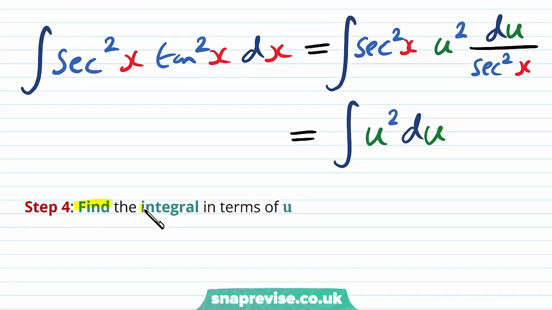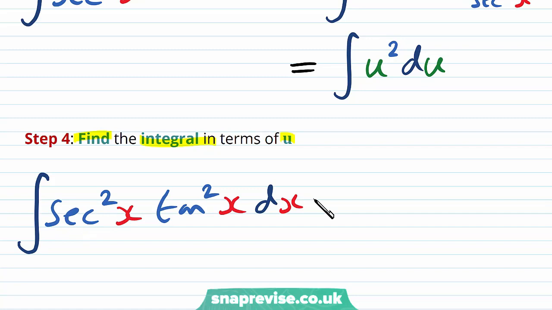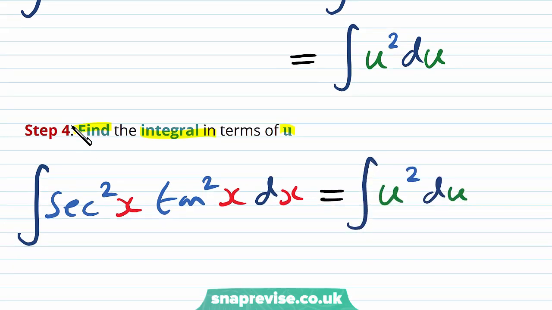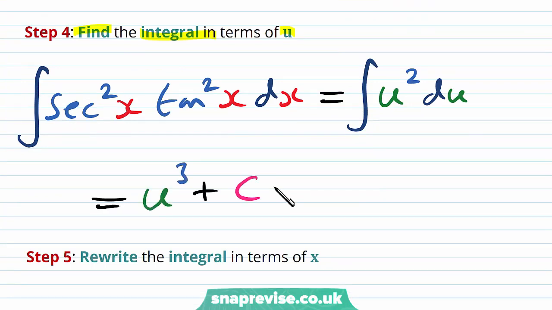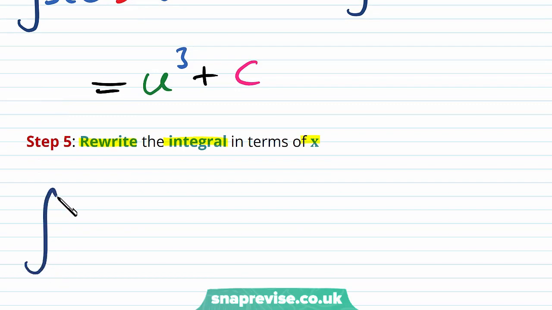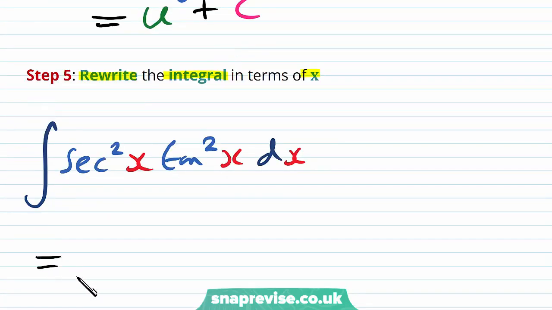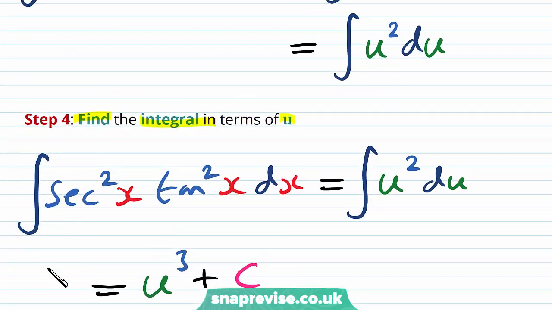Our fourth step is to find the integral in terms of u. We are looking in general at the integral of sec squared x multiplied by tan squared x dx. And we have reduced this to the integral of u squared with respect to u, i.e. u squared du. And just by very simply integrating, we get a third u cubed plus c. Our fifth step is to rewrite the integral in terms of x. Again, we're looking at the integral of sec squared x multiplied by tan squared x dx. And just by back substituting our expression for u, we substituted u was equal to tan x.